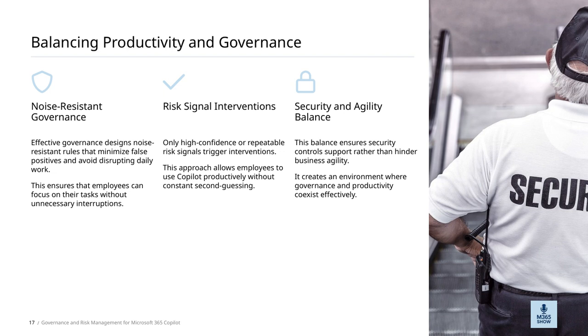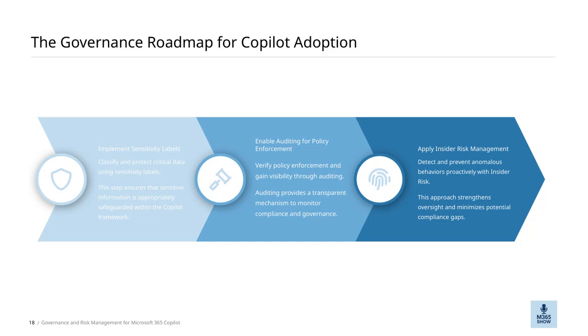And speaking of that, effective governance needs to be smart about noise. It should design rules that are noise-resistant, meaning they minimize false positives and avoid disrupting daily work. When rules are well-crafted like this, employees can focus on their tasks without unnecessary interruptions, which ultimately supports both security and productivity seamlessly. Let's take a closer look at the governance roadmap for Copilot adoption, specifically focusing on governance and risk management within Microsoft 365 Copilot.